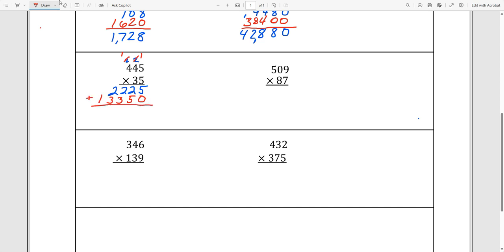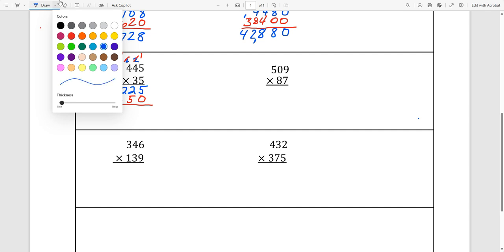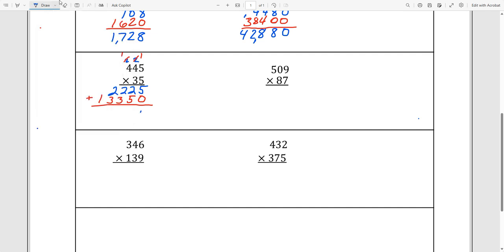Okay, and then we'll add these two products together. So 5 plus 0 is 5. 5 plus 2 is 7. 3 plus 2 is 5. 3 plus 2 is 5. I'm having a hard time writing on these. And 1. And my writing is going terrible here. So that's 15,775. Let's erase that and write that better for you all out there.